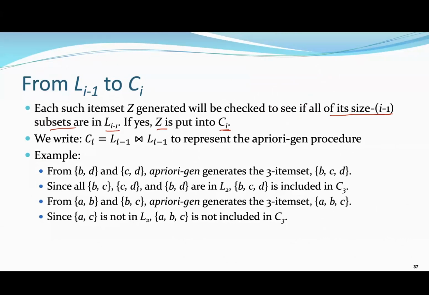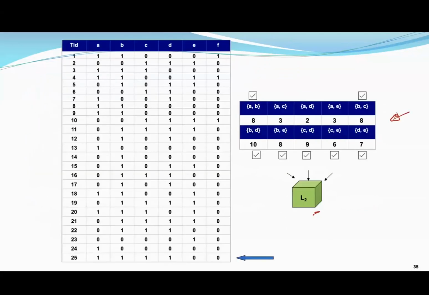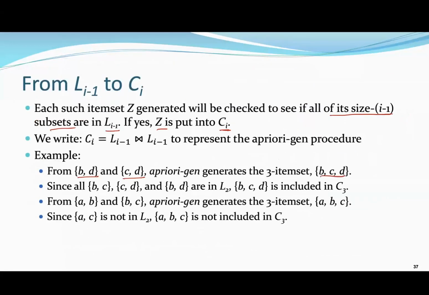Here are a couple of examples that we use to illustrate. In our example here, we have BD and CD in L2. We see that there is one item in BD that is not in CD, namely B. We have one item, namely C, that is in CD that is not in BD. So we merge them together. That would give us BCD. Now, before we put BCD into C3, we have to check whether all of its subsets are in L2.